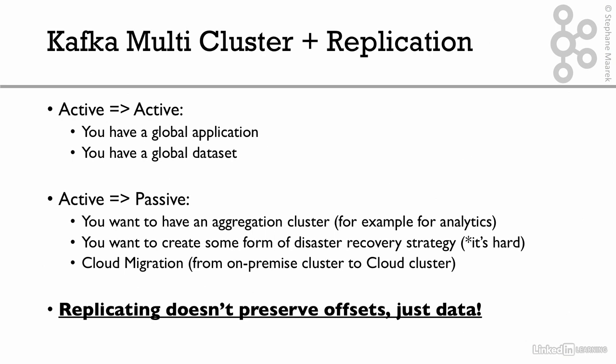Finally, something that is a huge gotcha from real-world insights. When you replicate, it does not preserve offsets, just the data. So offset number 8 in your cluster in Asia is not equal to offset number 8 in your cluster in America. It just is not true. And so that's a big gotcha when you do replication. And this is why disaster recovery strategy is so hard to do.